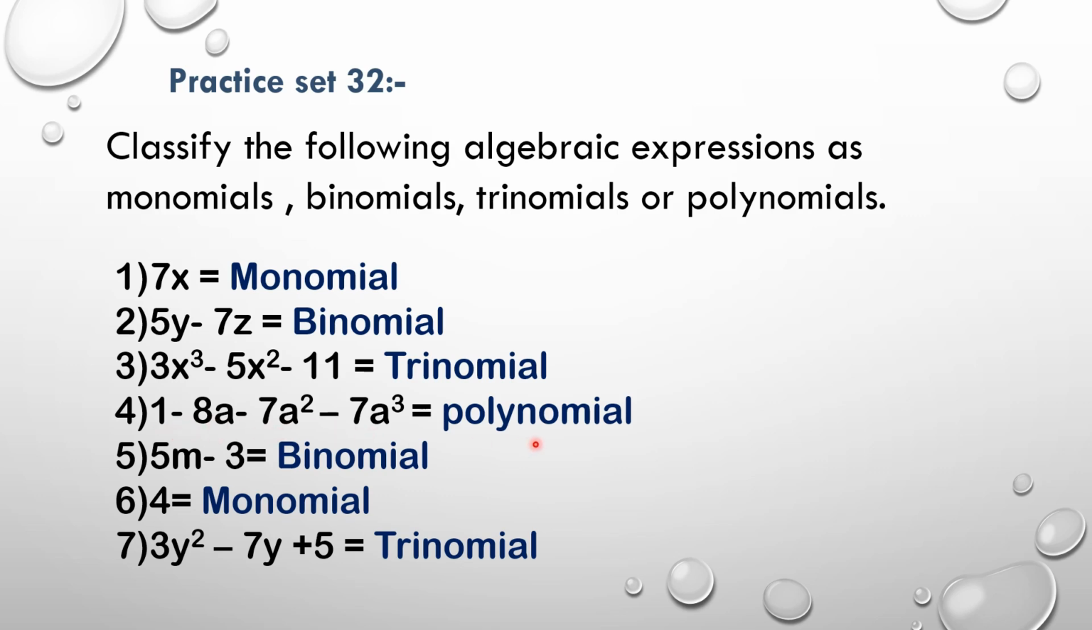Fifth one, 5m minus 3. Only two terms are there. So binomial. Sixth one, only 4 is there. So monomial. And the seventh one, 3y square minus 7y plus 5. Three terms are there. So trinomial.